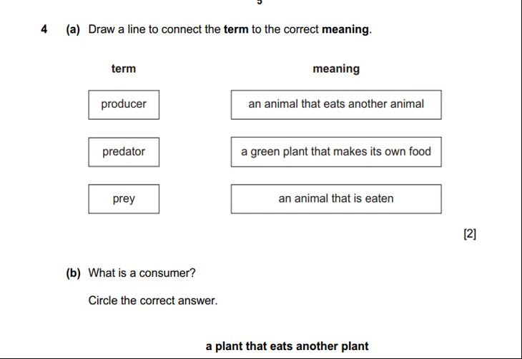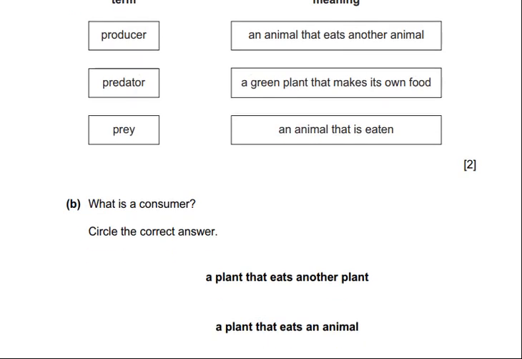Second one, predator. We know that predators hunt and kill animals, such as a lion, such as a tiger, or we have many other animals, many other examples. So here the meaning is the first one, an animal that eats another animal, and the last one, prey, an animal that is eaten. Usually preys are killed and hunted and eaten by animals such as lion or tigers.